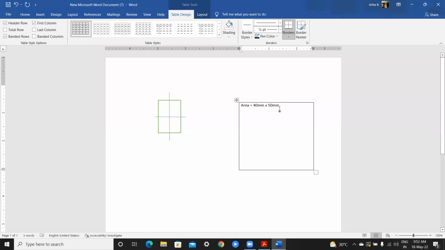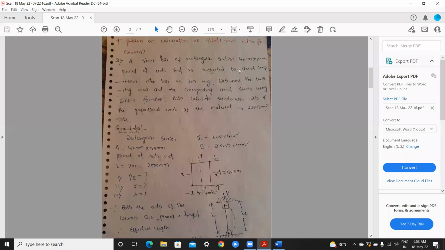And what is the cross section here? This is the rectangular cross section. And the bar is 2 meter long. So determine the buckling load and the corresponding axial stress using Euler's formula.